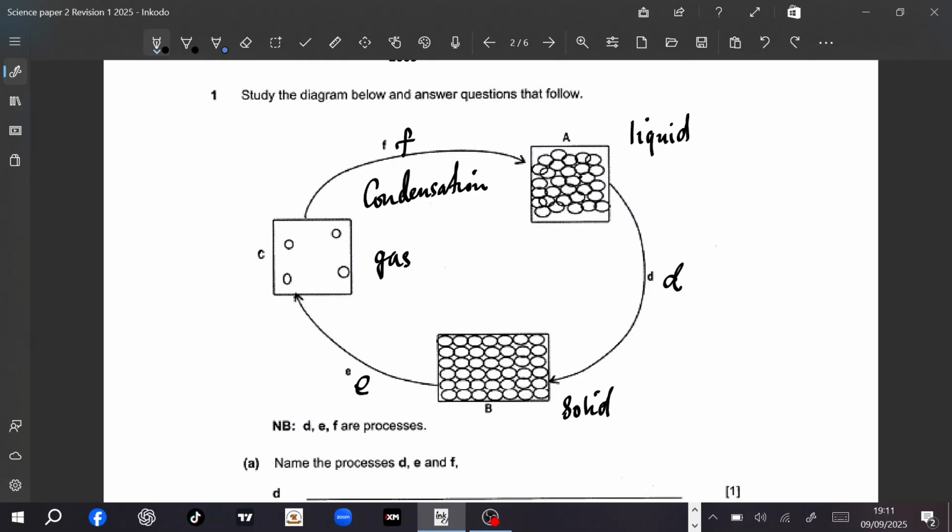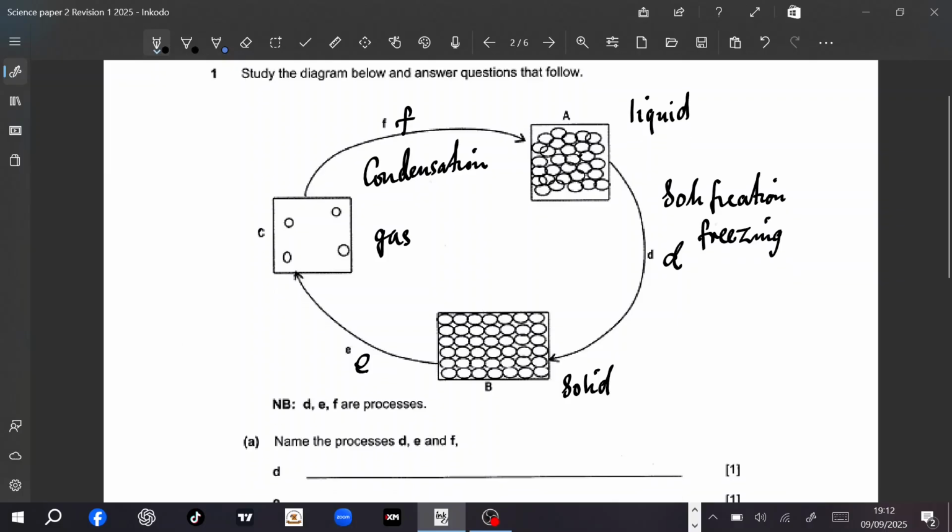Okay, then we also have this process D here, from liquid to solid. So a liquid can also become solid. So this process in which a liquid becomes a solid is called what? It is called solidification, or we can also call it freezing, guys. This is how you study as a pupil when you are trying to answer a question.